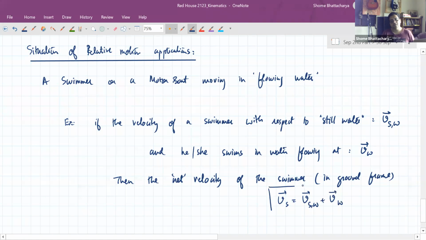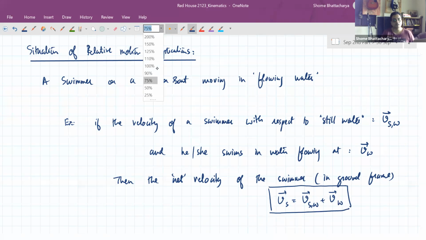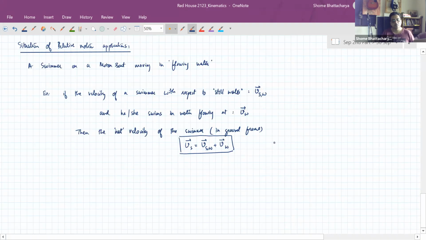You will see this is the same formula that we have studied in relative motion, only now it is written in an inverse kind of order. We have seen that velocity of a swimmer with respect to water can be written as the velocity of the swimmer in ground frame minus the velocity of the water in ground frame. If I just reverse this equation, then this quantity in terms of these two other quantities becomes like this. So this is the formula that we have to apply when these two quantities are given.